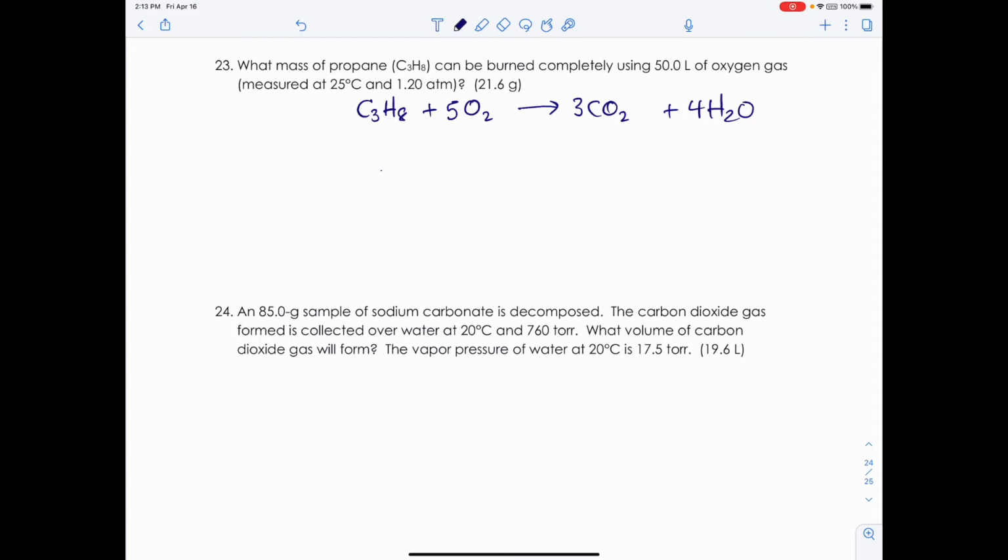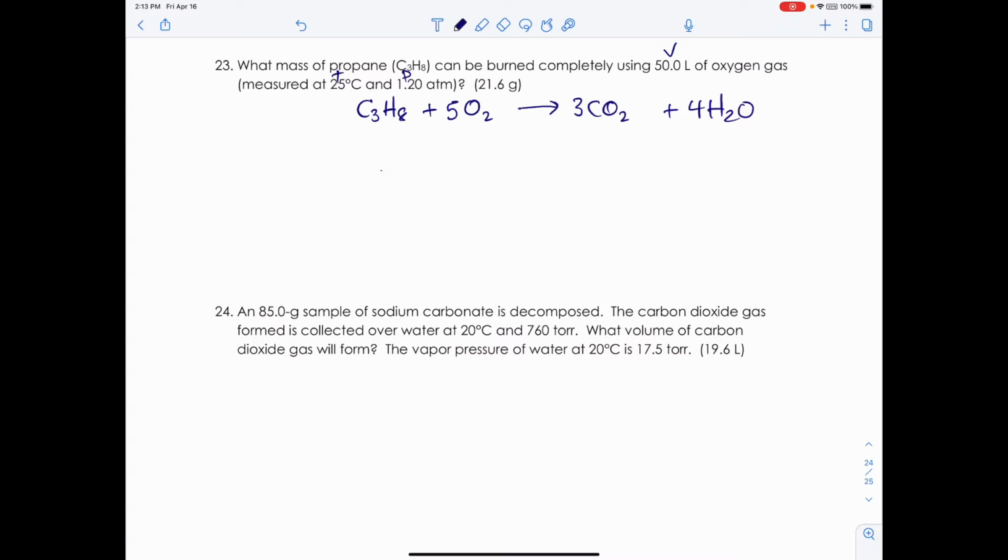Now we're looking for the mass of propane that could be burned if we use 50 liters of oxygen measured at 25 degrees and 1.20 atmospheres. So looking at the oxygen here, we know its volume, we know its temperature, and we know its pressure. As soon as I recognize I know those 3 variables, I'm thinking of the ideal gas law. If I know volume, pressure, and temperature for oxygen, then I can immediately calculate the moles of oxygen.